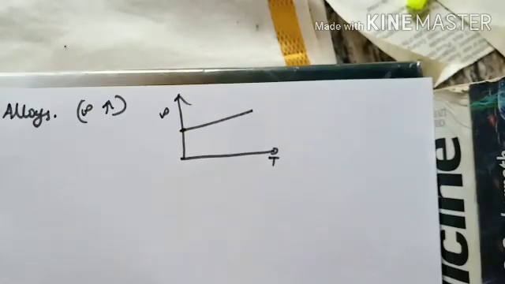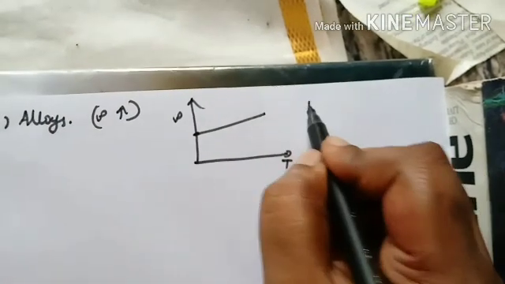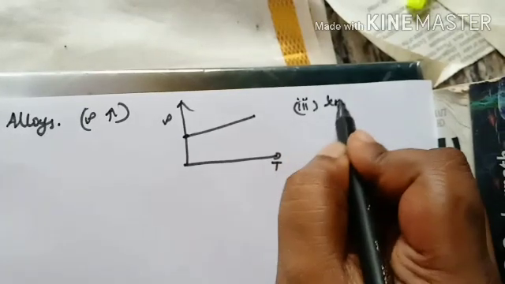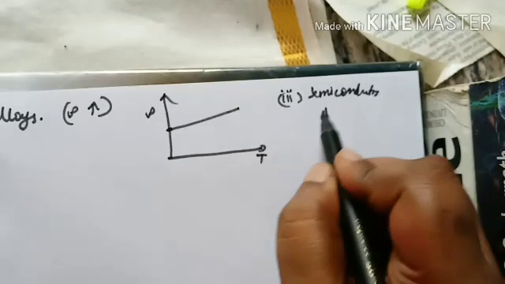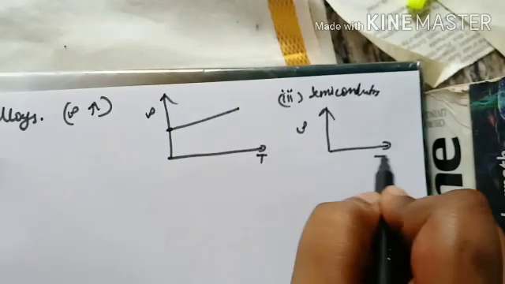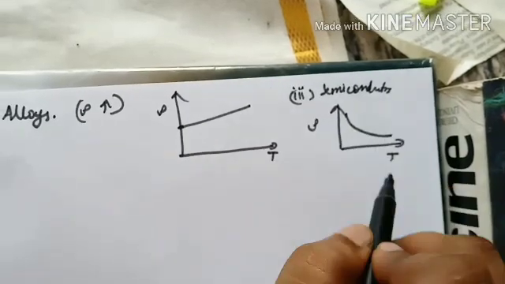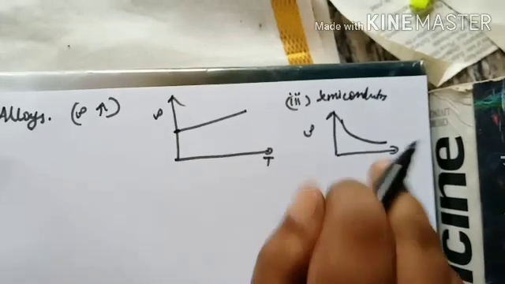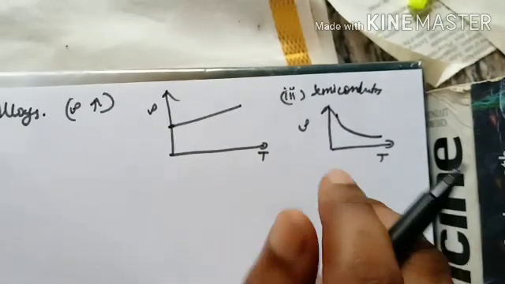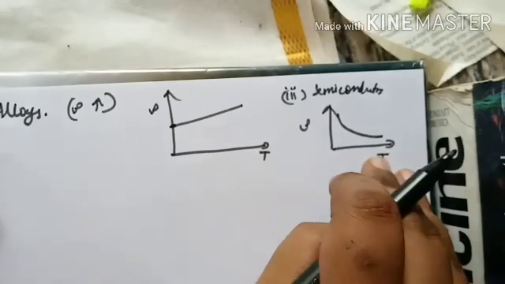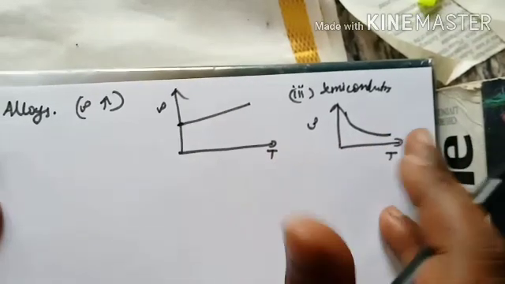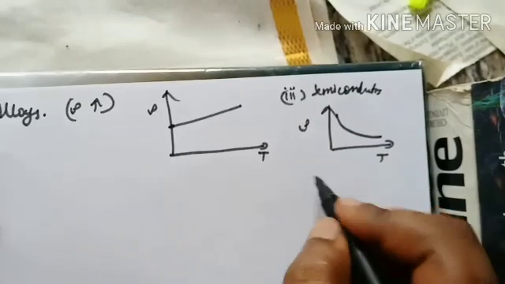Now similarly we will go with the third category, semiconductors. You will learn about semiconductors in a later chapter. When a graph is plotted between rho and temperature, the graph looks like this, and the expression is also different. These equations are not there in your NCERT book, guys. I'm just indicating this because sometimes it might be asked in your NEET or JEE.